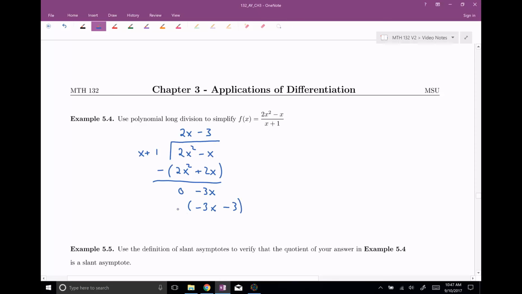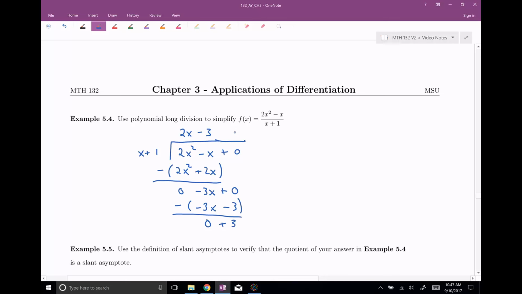And now we subtract this. So we have negative 3x minus a negative 3x, so that's plus 3x, that's going to be 0. And we have nothing here. If you'd like to, you can imagine that there really is a plus 0 here, and you brought this down. But 0 minus negative 3 is going to be plus 3. And that's the remainder right there. So the remainder is 3.